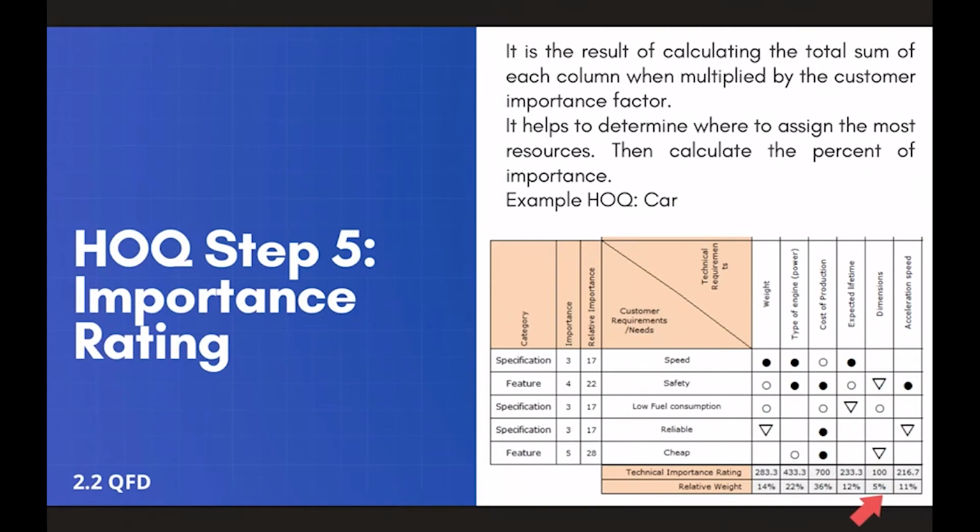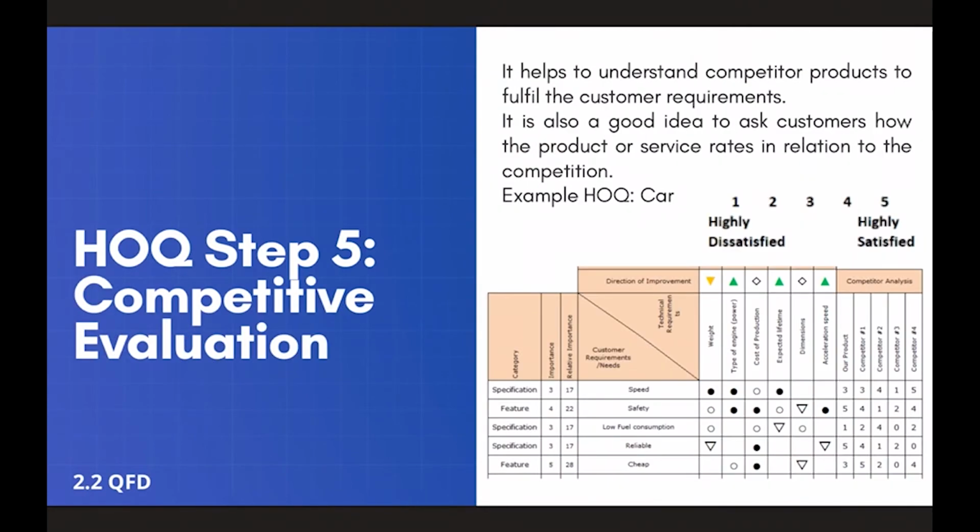That means that we should not spend more time thinking about the dimension, because the dimension is less and not very important. And the last step is to make the competitive evaluation or benchmarking. So the benchmarking will be on the right side. So there is a section for our product, where we compare our product in terms of speed, safety, low fuel consumption, reliable and cheap.